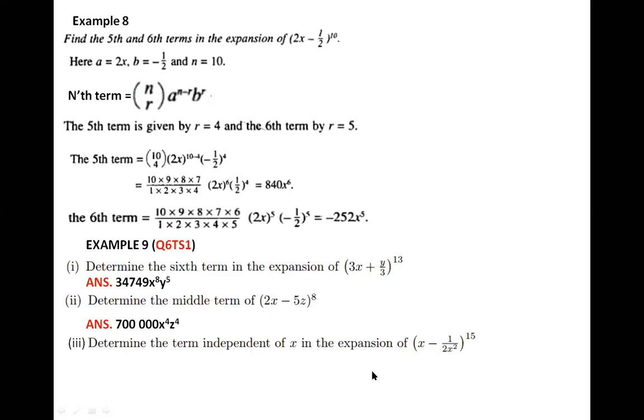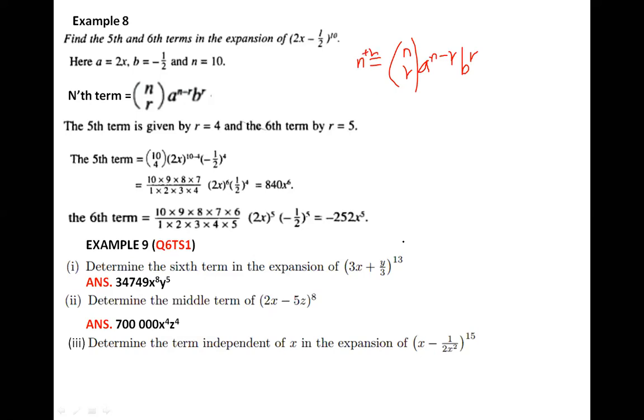So when you're finding the term independent of x, you're simply finding the term that has no x value. And how do you do that? I'll solve it just here. So the term independent of x is found by, first you write the formula for the nth term. Actually, the formula is already here. So, okay, let me just rewrite it here. It's going to be like this. N choose R, and then you have A to the power N minus R, and then you have B to the power R. So for the term independent of x, this is the nth term.